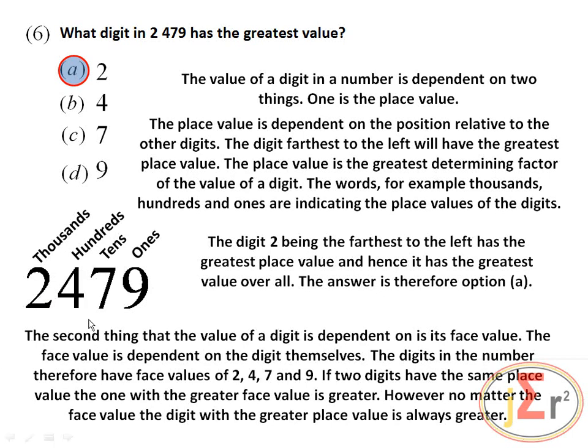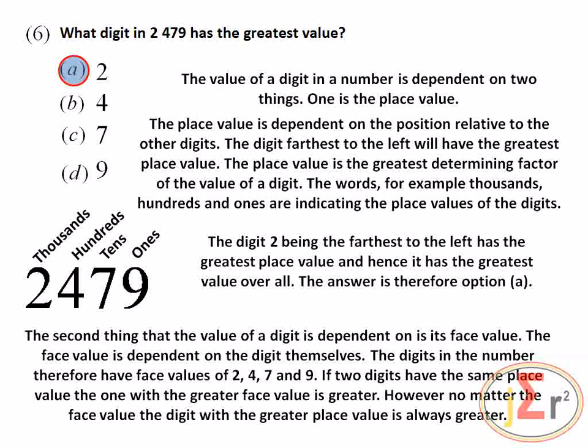So, say for argument's sake, we have another number here with the same number of digits, and we have a 5 below the 4 right here. They have the same place value. But because 5 is greater than 4, we know that the 5 has the greater face value. Therefore, the 5 will have the greater value overall.